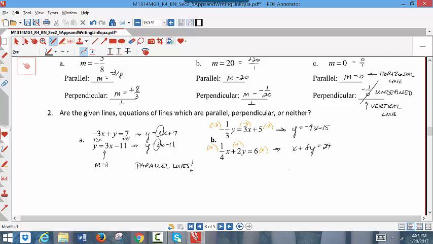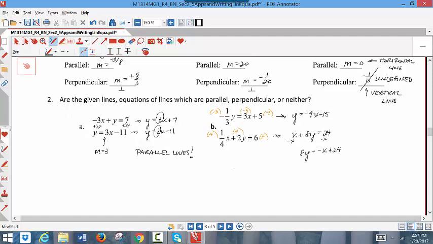Now, to solve it for y, I have to subtract x from each side of this equation. So then I would get 8y equals negative x plus 24. Then I need to divide everything by 8. So I would get y equals negative 1/8 x plus 3. So my bottom equation is y equals negative 1/8 x plus 3.